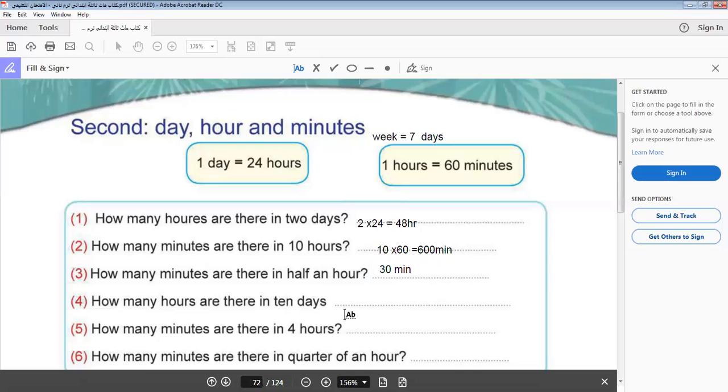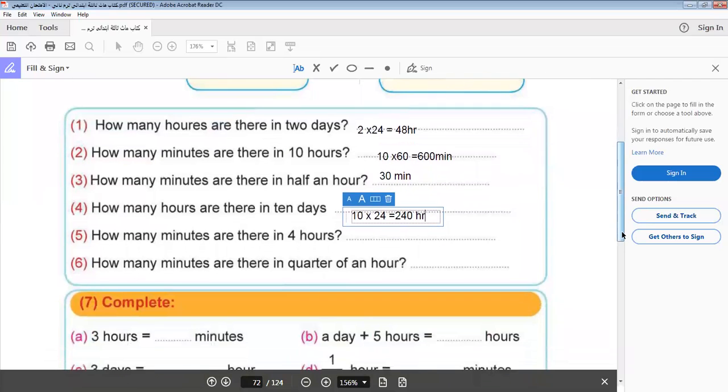So it is 30. How many hours are there in 10 days? Since the day is 24 hours, 10 days is 10 multiplied by 24 hours. Okay, it will be 240. How many minutes are there in 4 hours? How many minutes are there in a quarter of an hour? These two, you have to do them by yourself and tell me your answer.